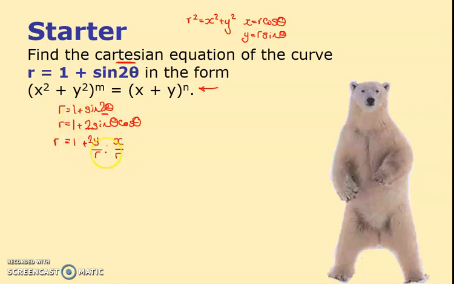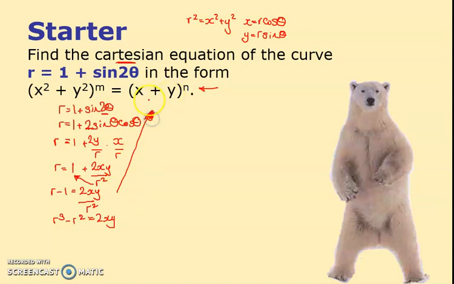Now, I want to get rid of the r's. I suppose just a little bit of tidying up first. r equals 1 plus 2xy over r squared. Now, I'm going to move the r squared, so perhaps I'll move the 1 over first. So r minus 1 equals 2xy over r squared, and if I multiply through, I get r cubed minus r squared equals 2xy. I think I probably need some space, so I'll come up here.